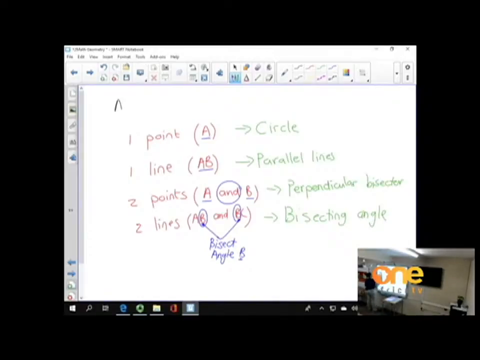Just remember what I said just now. If you have A and B, each one of them is a point. So this is a point and this is a point. And when you have a point, like we said here, you need a circle. So you will have a circle around each of the two points. Then grade 12s, that is a summary for your loci.